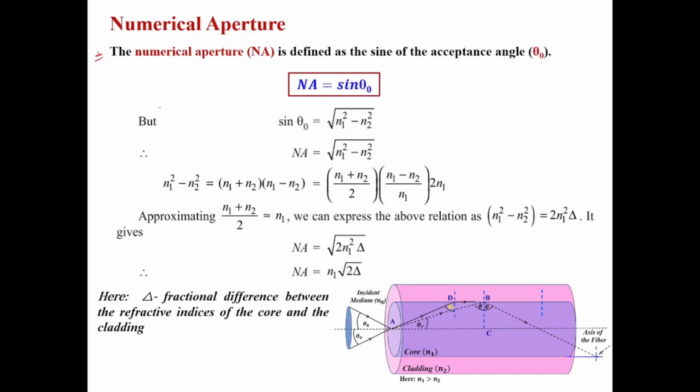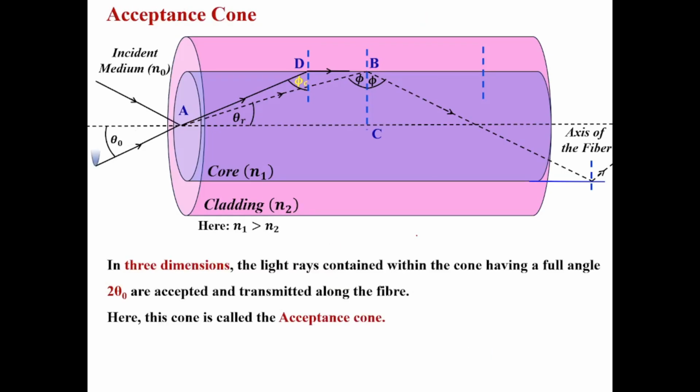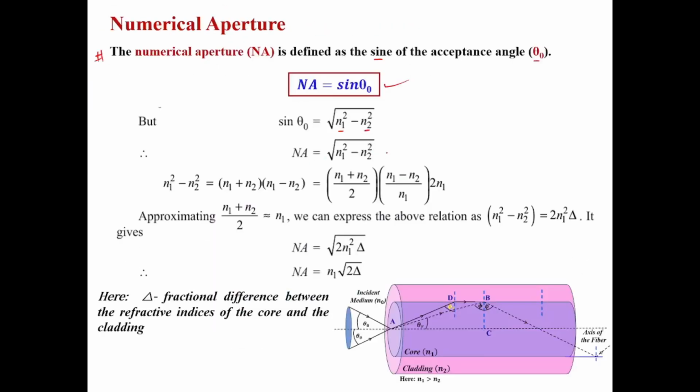It is a very simple definition. Numerical aperture is defined as the sine of the acceptance angle, which is theta 0. NA equals sine of theta 0. That's it. Previously we found sine theta 0 equal to the square root of n1 square minus n2 square. This is the refractive index of core and this is the refractive index of cladding. Remember, when we calculated the acceptance angle, at that time we found sine theta 0 in our previous class. Same thing we have written over here: sine theta 0 equal to this, or numerical aperture is nothing but the square root of n1 square minus n2 square.